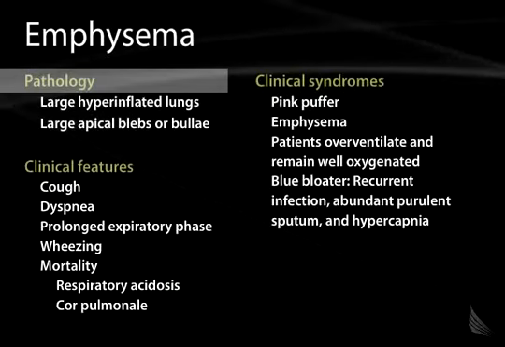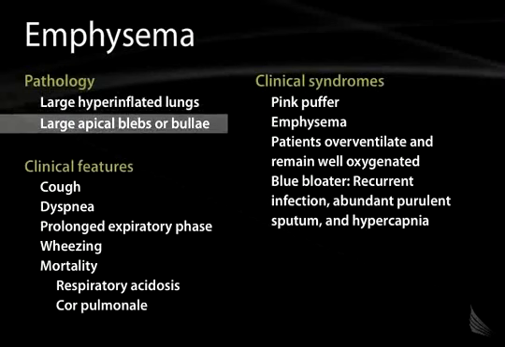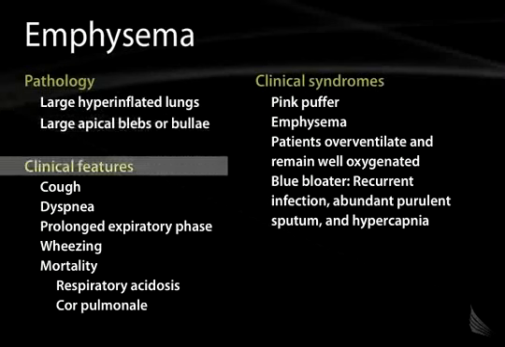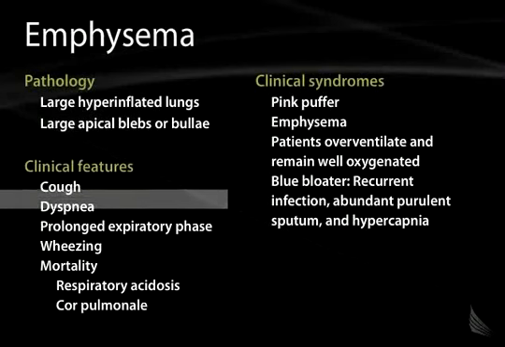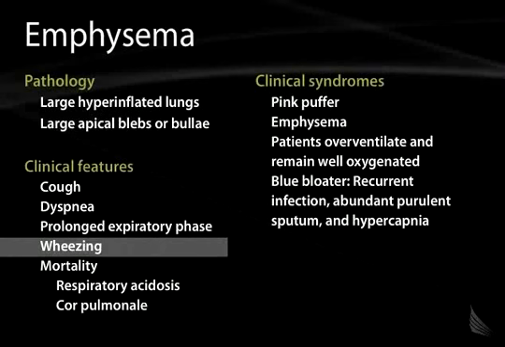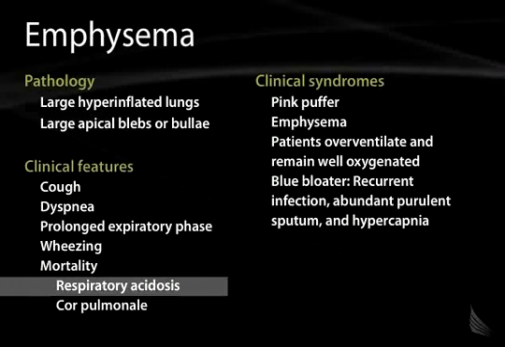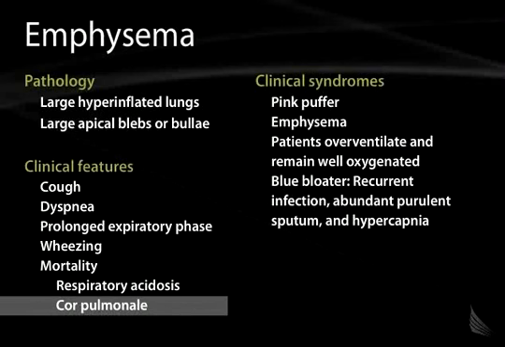In terms of pathology, a patient who has emphysema normally has large, hyperinflated lungs as well as apical blebs or bullae. The clinical features include cough, dyspnea, a prolonged expiratory phase, wheezing, and increased mortality. The patients with increased mortality normally have respiratory acidosis and complications from cor pulmonale.